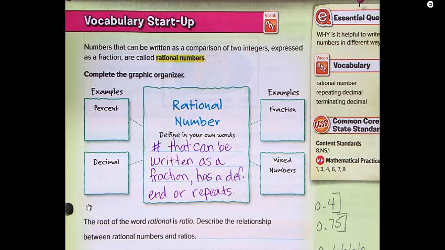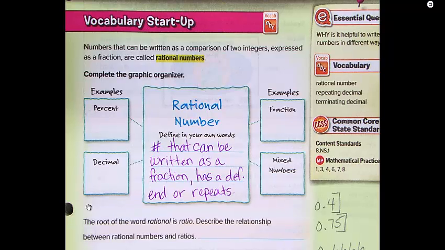So in that box where it says define in your own words what a rational number is, you need to have something along those lines. It's a number that can be written as a fraction. It has a definite end like 0.75. The 5 is the last number. That's the end of that decimal. Or it repeats like 0.666666 and so on. Okay?